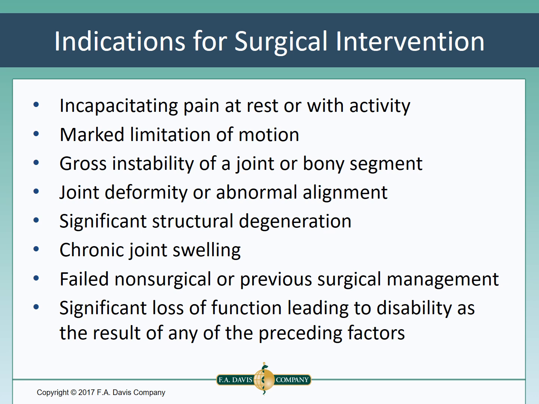You can have significant structural degeneration. You can have chronic joint swelling. You could have failed a non-surgical or previous surgical management. Usually you'll hear a lot of patients say, I wanted to get surgery, but my surgeon said they want me to try physical therapy first, and then if that doesn't work, I will go the surgery route. So what does a bout of conservative care mean?